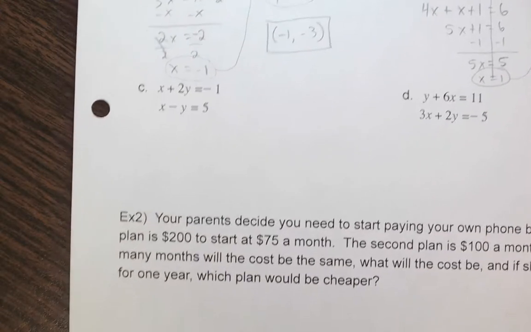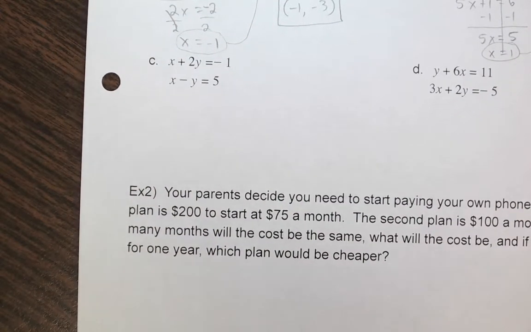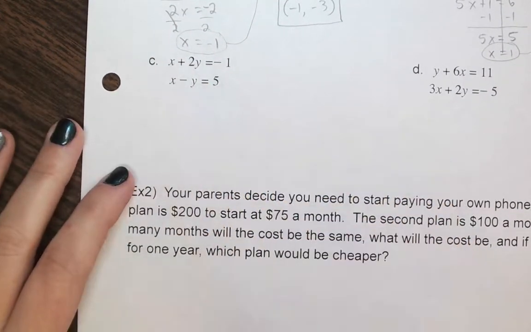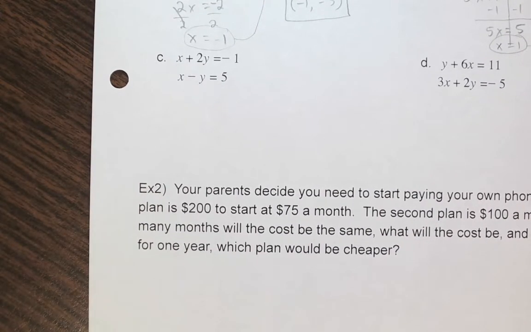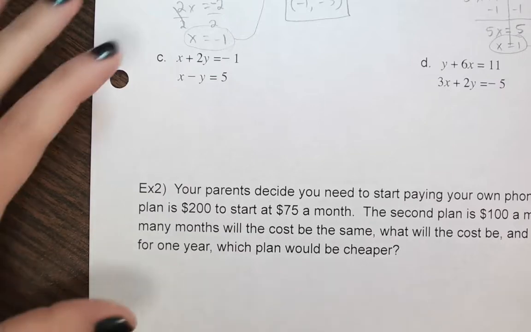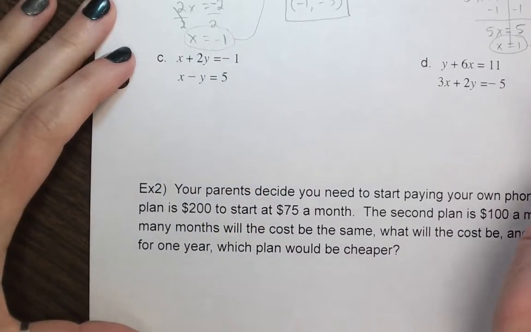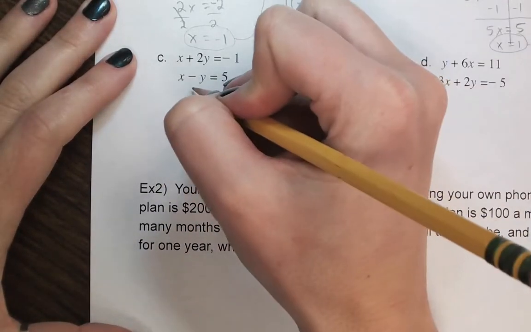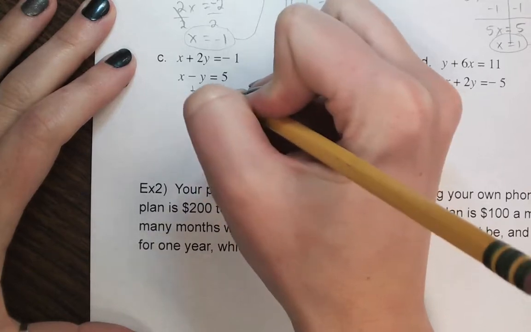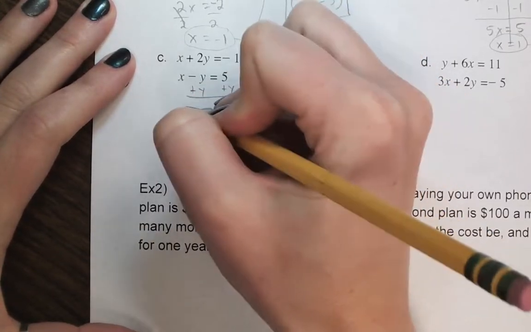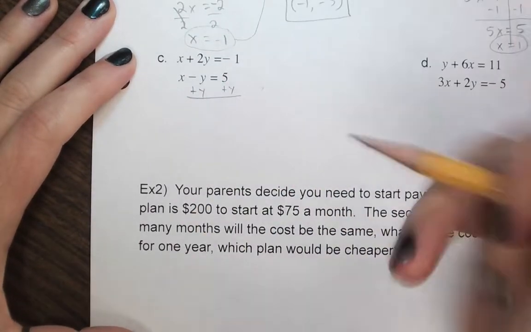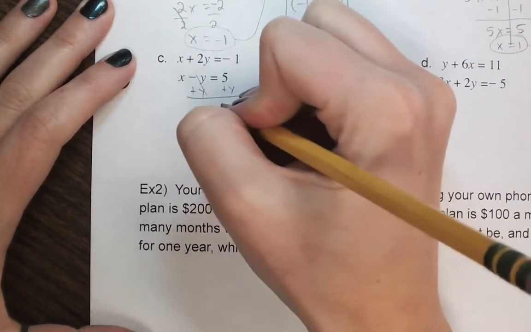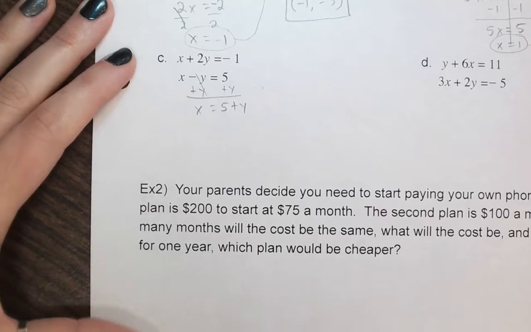Okay, part C. So on part C, we do not have either of them in x equals or y equals form, so I need to manipulate one of them. So I'm going to take this bottom one, and in order to put it in x equals, which looks pretty easy to do here, I'm just going to add y to both sides. So this now is becoming x equals 5 plus y.